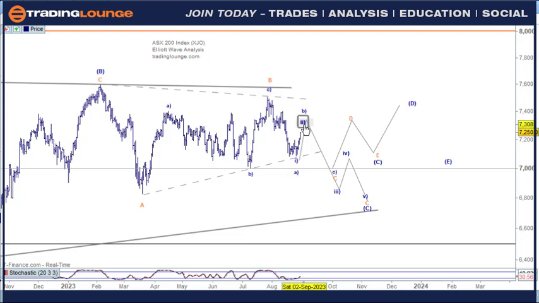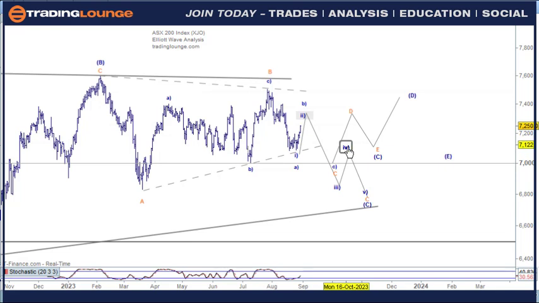And we'll have to look at this as wave two, and then three, four, and five down here for the C wave. So that's possible. The other count with this is that you see I've got these dotted lines in here, where we've got a smaller triangle within the bigger triangle.